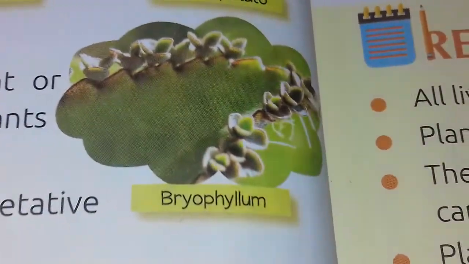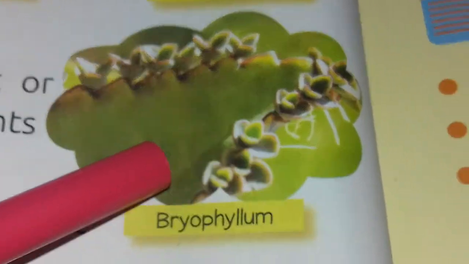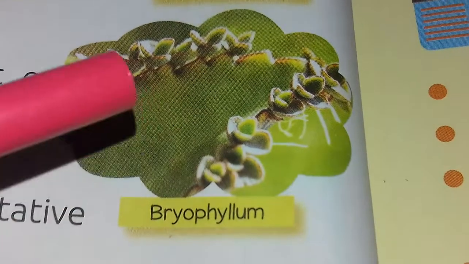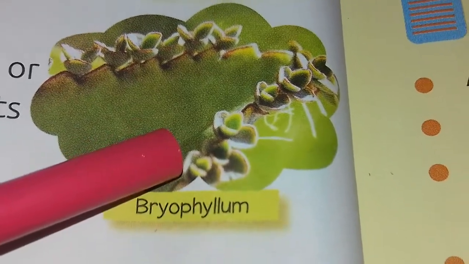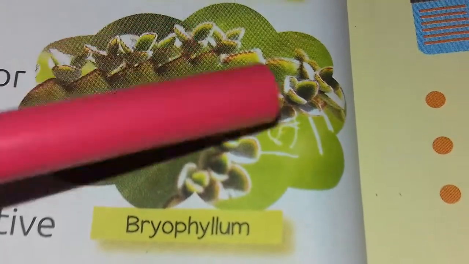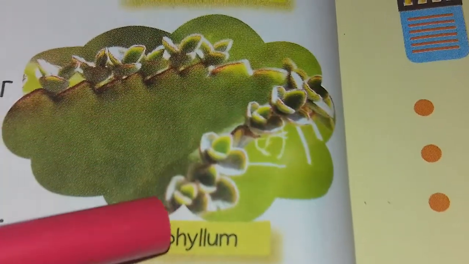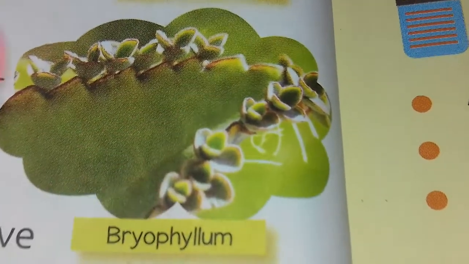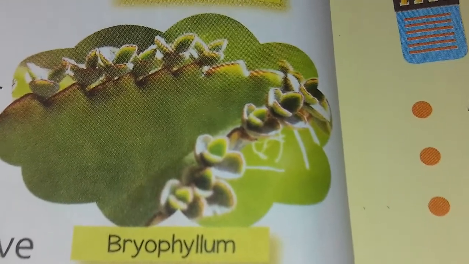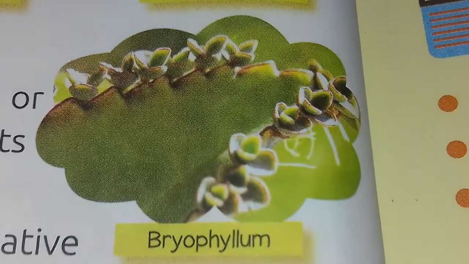Next, reproduction through leaves. You can see here Bryophyllum. Bryophyllum plant, also known as air plant or mother of thousands, can grow many new plants from its leaves. You can see here baby plants grown from leaves. Farmers make use of the different methods of vegetative reproduction to grow crops quickly and efficiently.